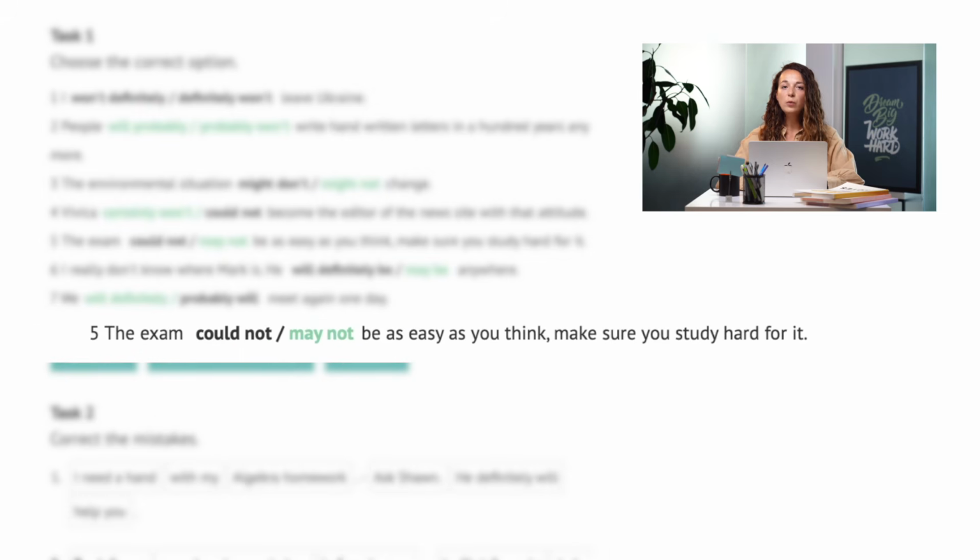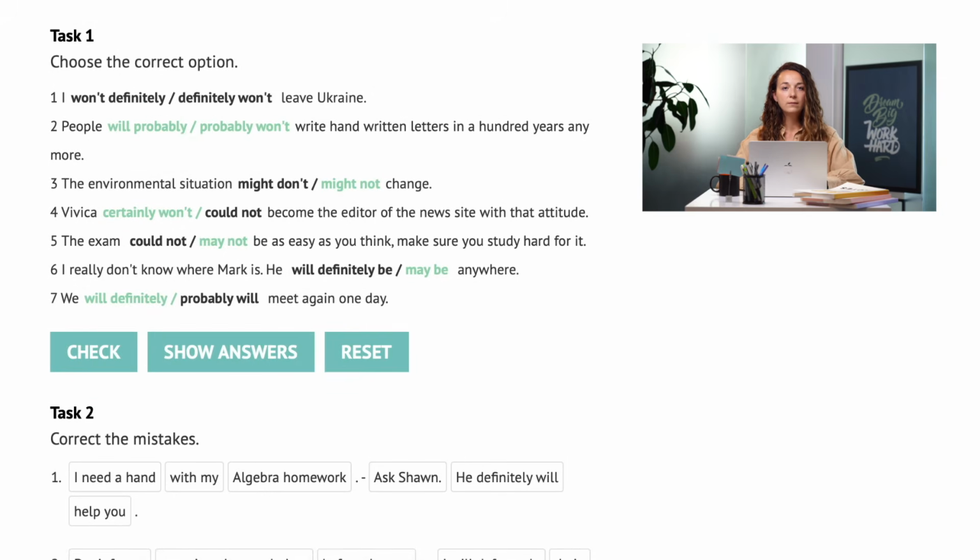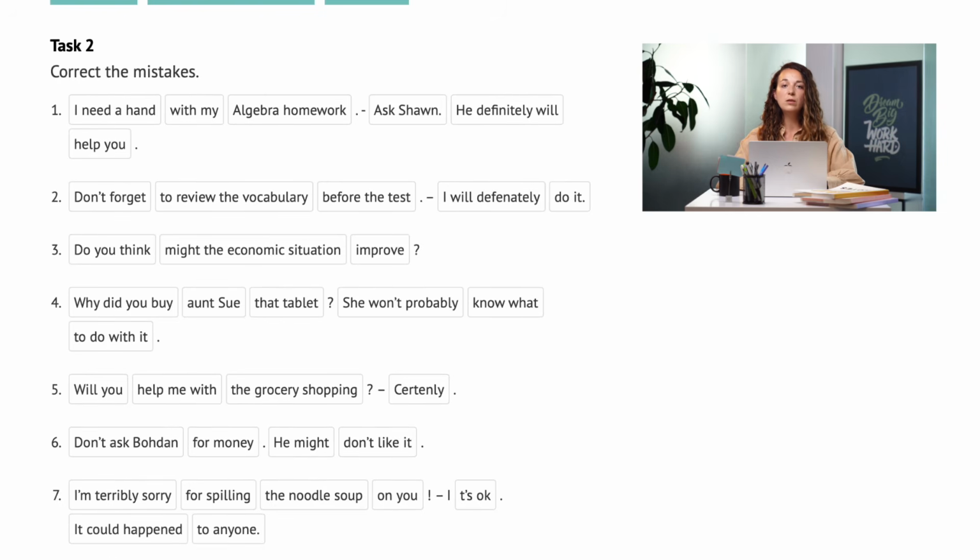Why can't I use two options here? That's right, because we don't use could with not when we talk about possibility. Let's move on to task 2.